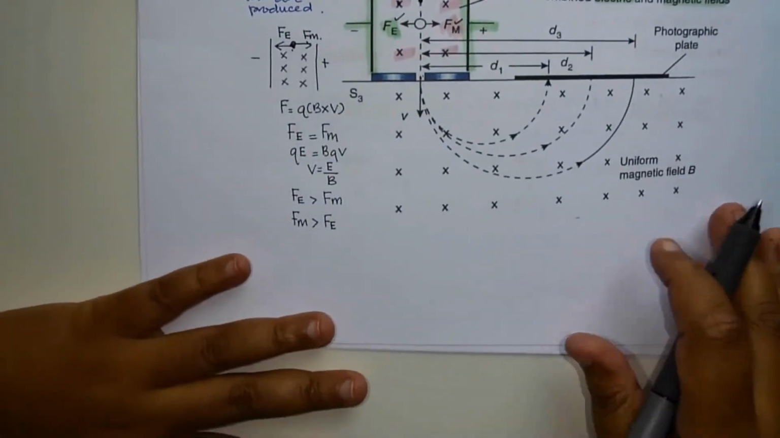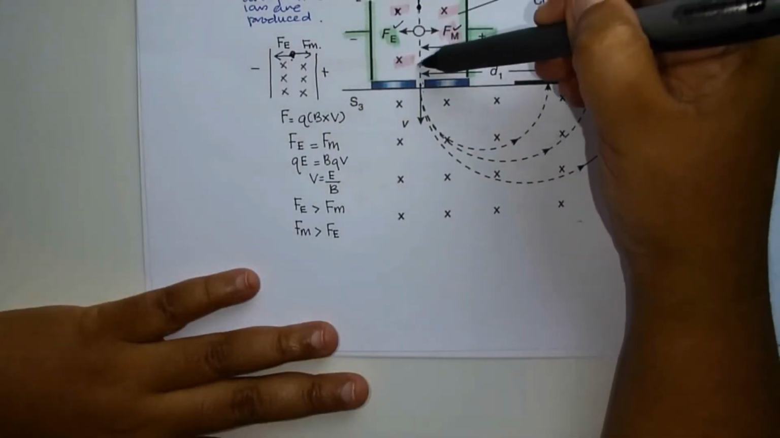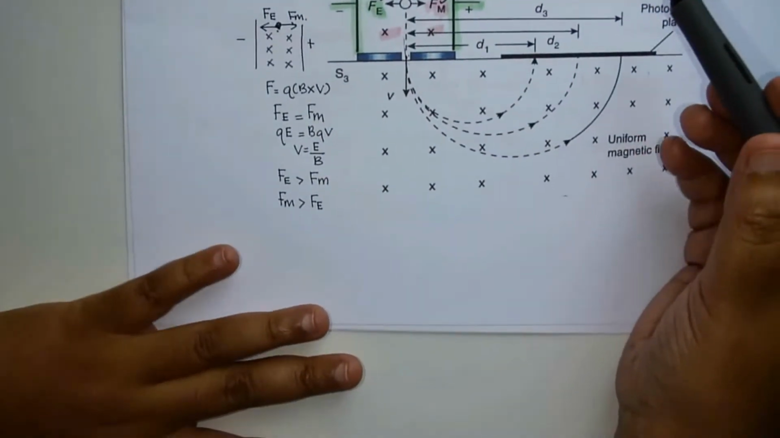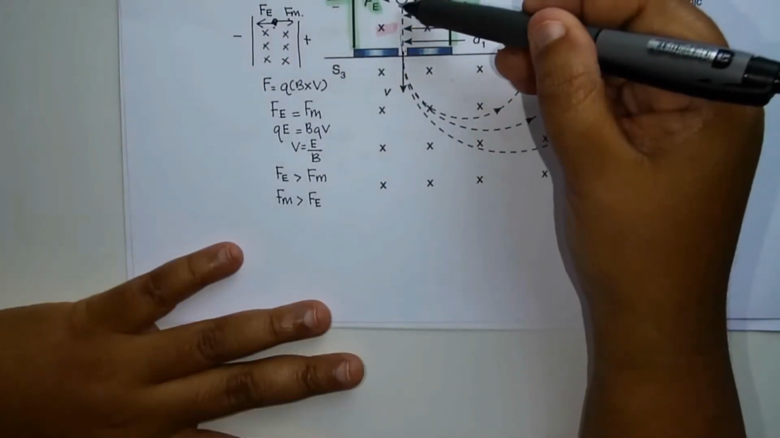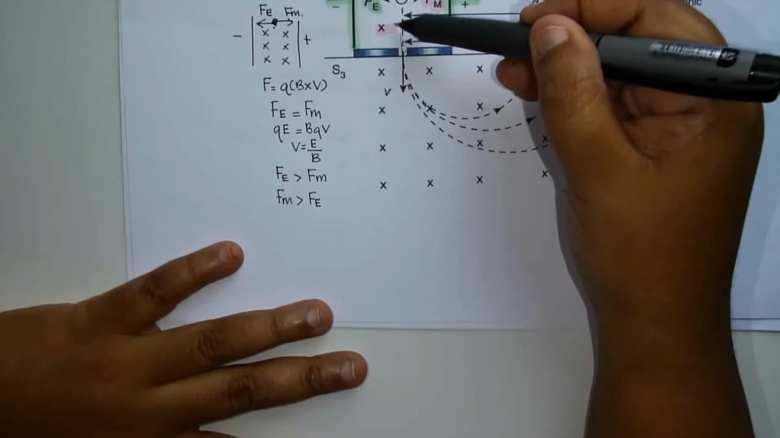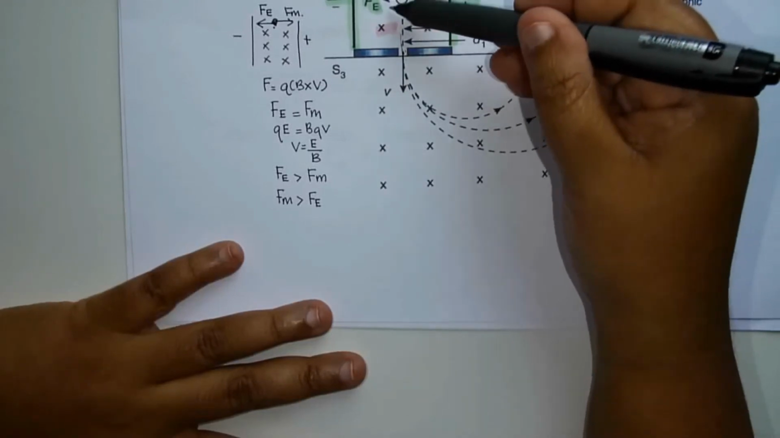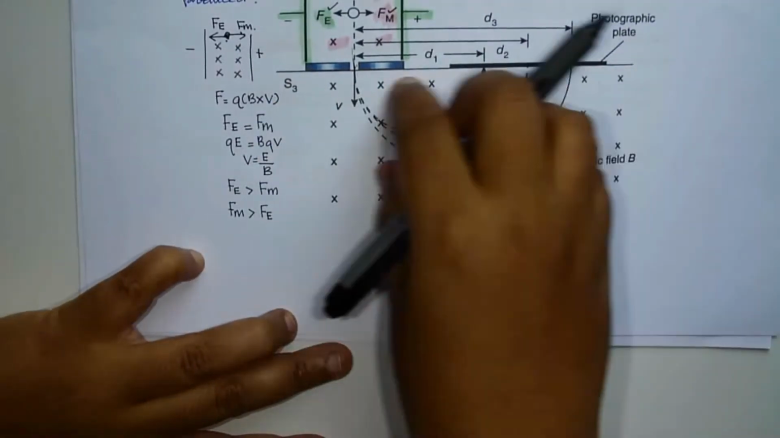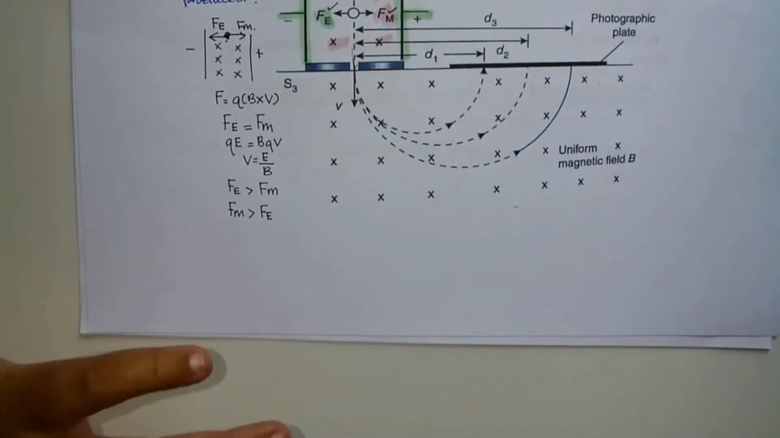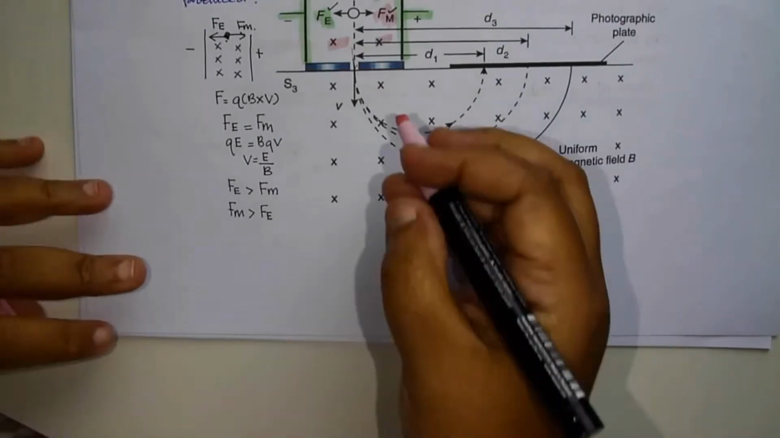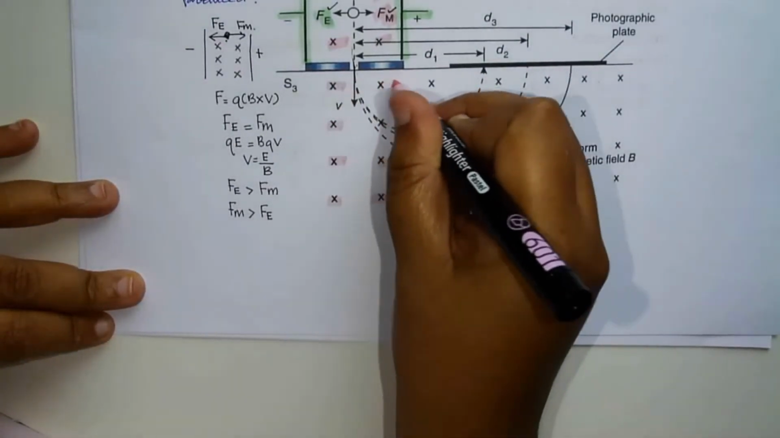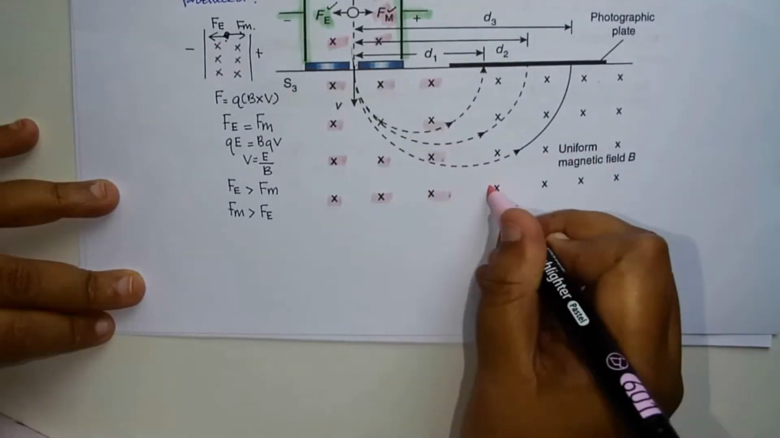Now the ions move straight because Fe equals Fm. When the ion moves straight, it will neither be deflected, so it moves straight and then comes into the second region here. In this second region, we have a magnetic field.